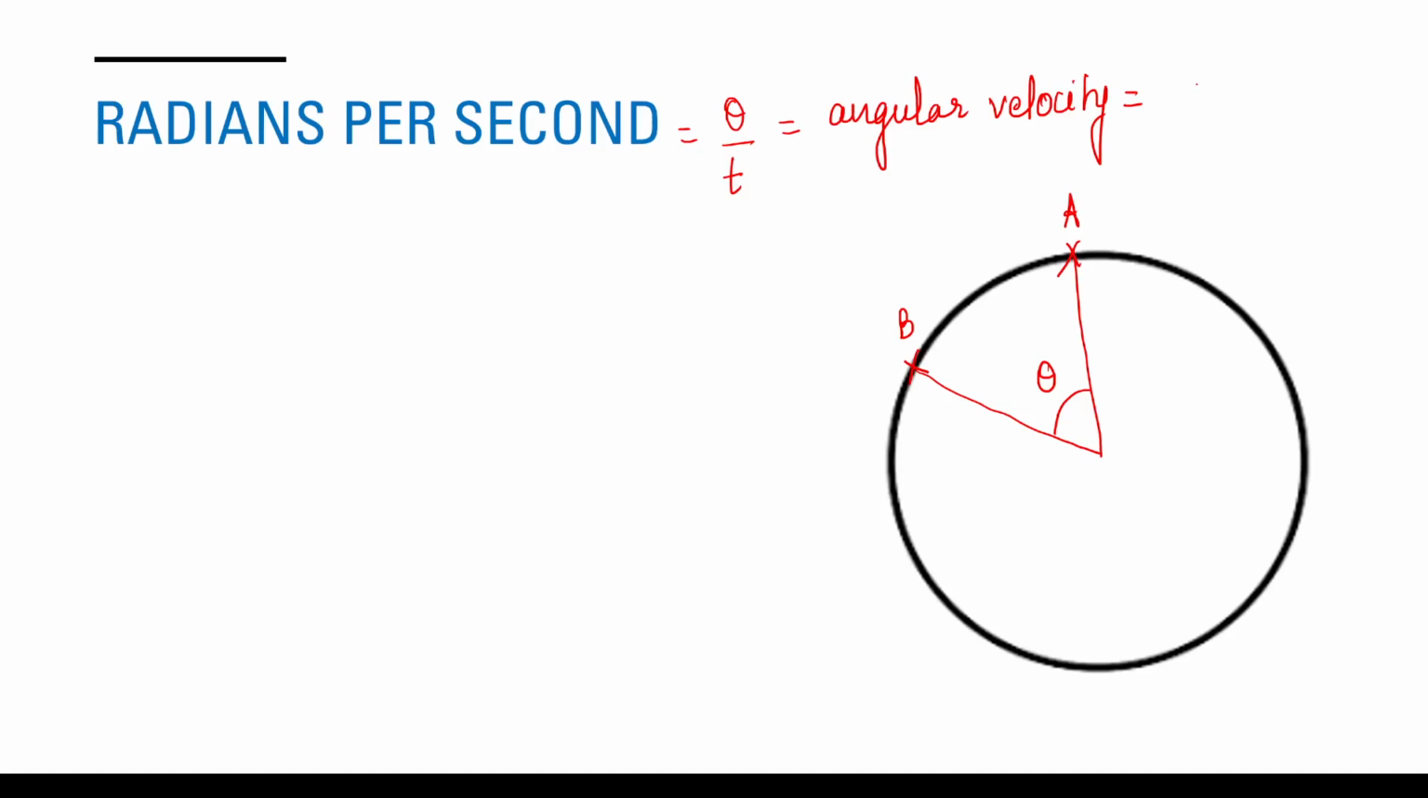The radians per second is the unit for angular velocity, denoted by a symbol called omega. This is a weird symbol. You'll be using this in simple harmonic motion too. So omega, I'm just going to write it here. What is omega? Omega is angular velocity, defined as the rate of change of angular displacement.